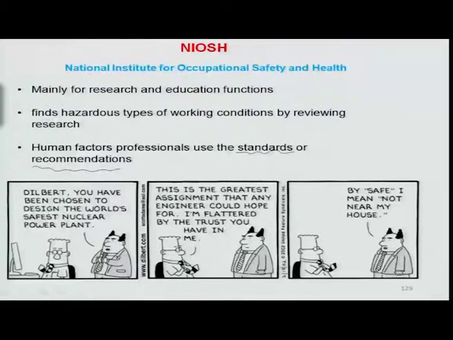So this is a small cartoon which says it all about what is meant by safety. Typically it has a reverse connotation: a manager is talking to his subordinate saying that you have been chosen for the design of the safest nuclear power reactor, and the engineer says, I am flattered and obliged that you trust me, but the manager says, okay, don't build it near my house. So safety is something which has to be in place in a proper manner, so that such altercations do not arise.